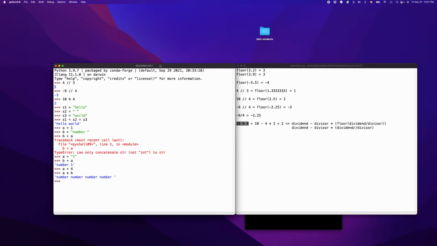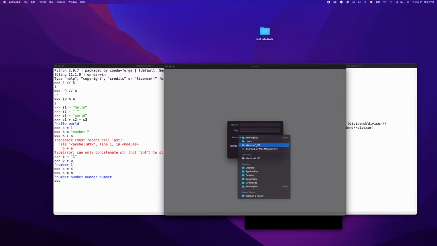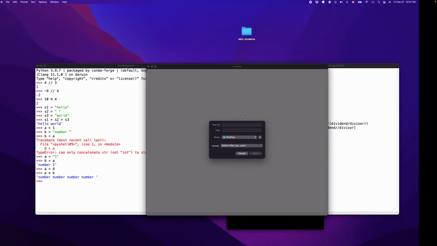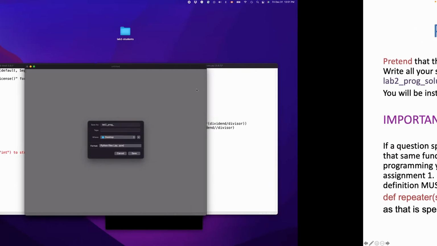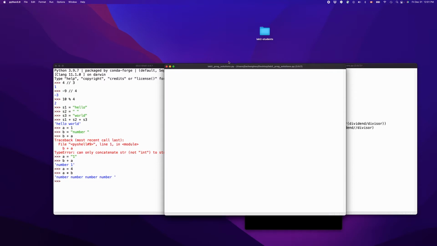And for this lab exercise, you can create a new file and then save the new file. Save as. I will save it to the desktop. Save as this name, lab2_prog_solutions, and it is a Python file with .py. Okay, let's save it.